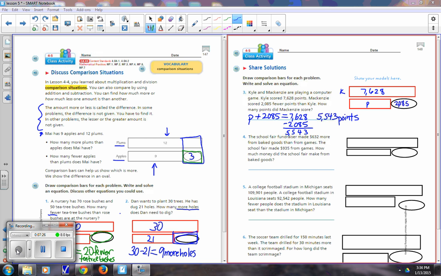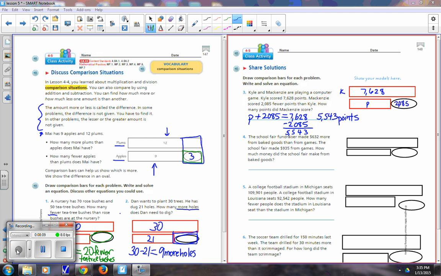So let's try another one. Feel free to pause at any time if you need to. The school fair fundraiser made $632 more from baked goods than from games. The school fair made $935 from games. How much money did the school fair make from baked goods? So as I'm reading this, I'm already thinking, is it going in the big rectangle? Is it going in the small rectangle? Or is it going in the oval? I'm starting to think how this picture represents this word problem.